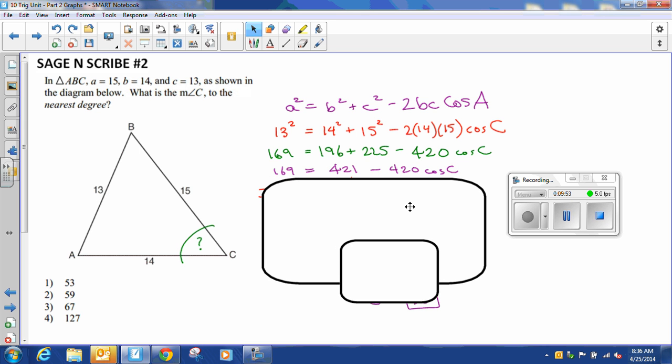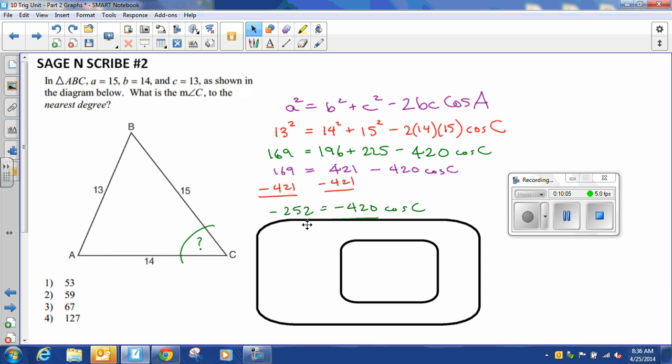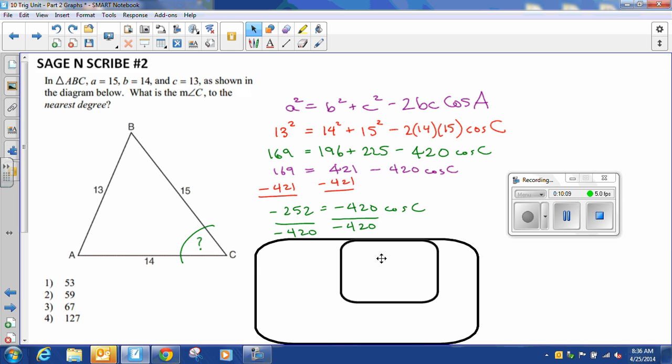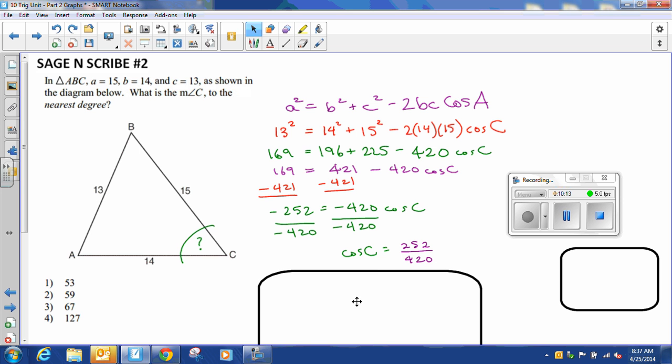Keep simplifying. We just combine these terms. Once again, we don't subtract these. You need to undo the operations. We're going to subtract 421 from both sides. That gives us negative 252 equals negative 420 cosine C. Divide both sides by negative 420. And we end up with cosine C equals 252 over 420. I canceled out the negative signs.